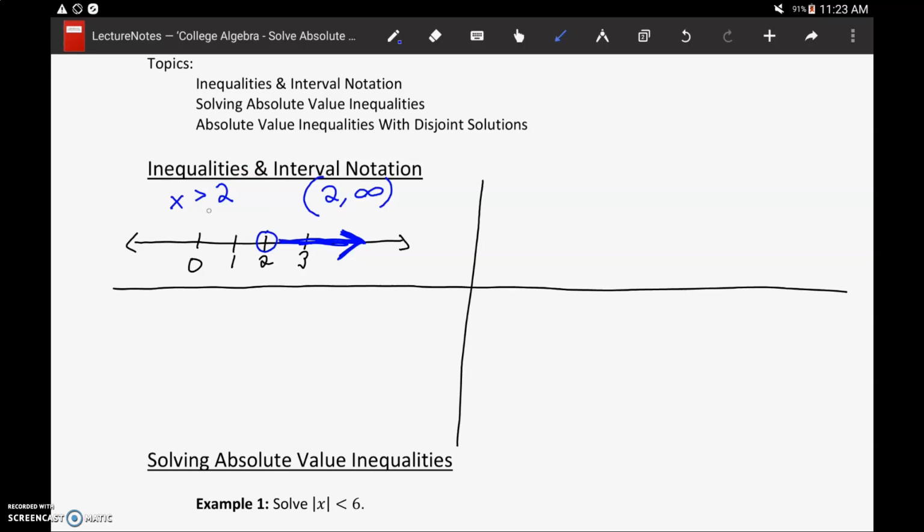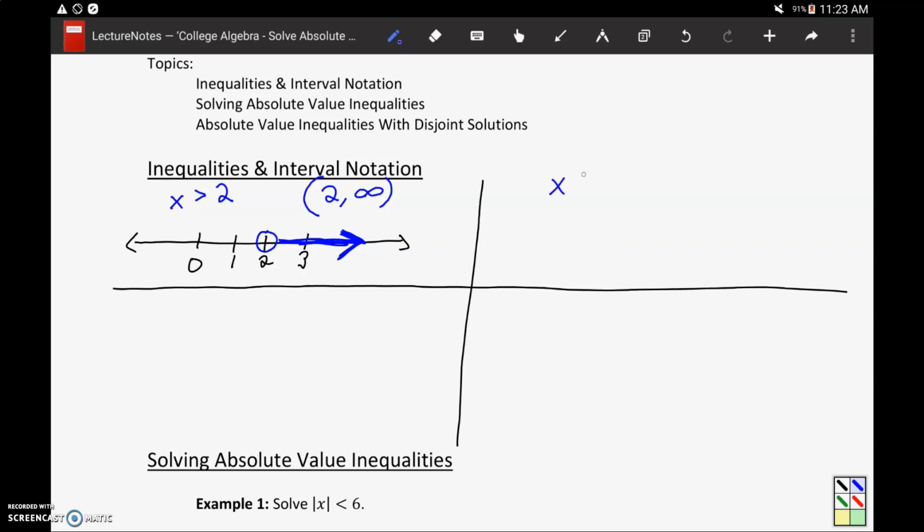So saying that x is greater than 2 would be the same thing as the interval notation 2 to infinity with a rounded parenthesis at 2, or this number line representation where we're shading all values to the right of positive 2 and using an open circle at 2 to indicate that that value is not included.